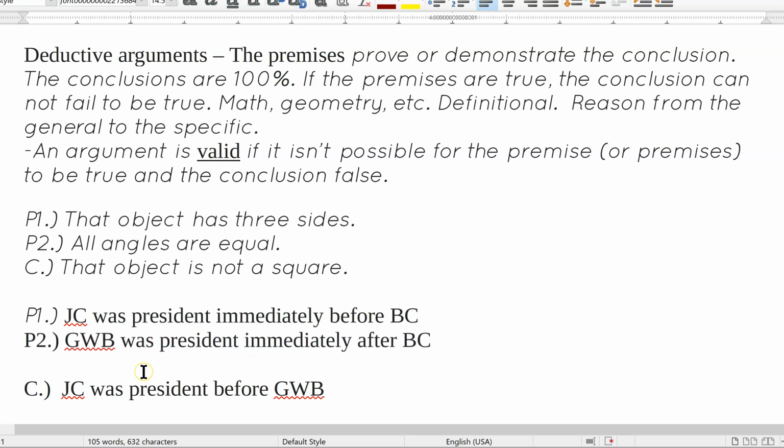Okay, so we have these two facts, right? JC came before BC, GWB came immediately after BC. Therefore, JC was president before GWB. And we can even make this more simple. We can imagine that these are the names of little colored boxes we have.